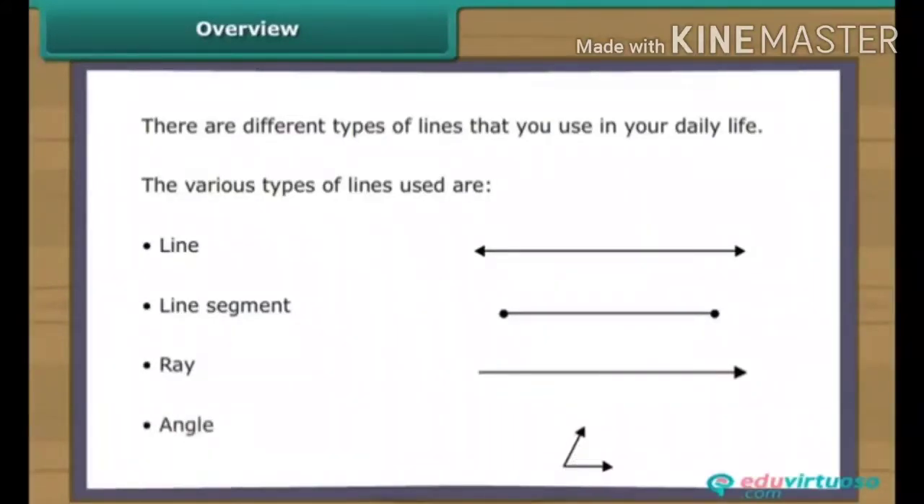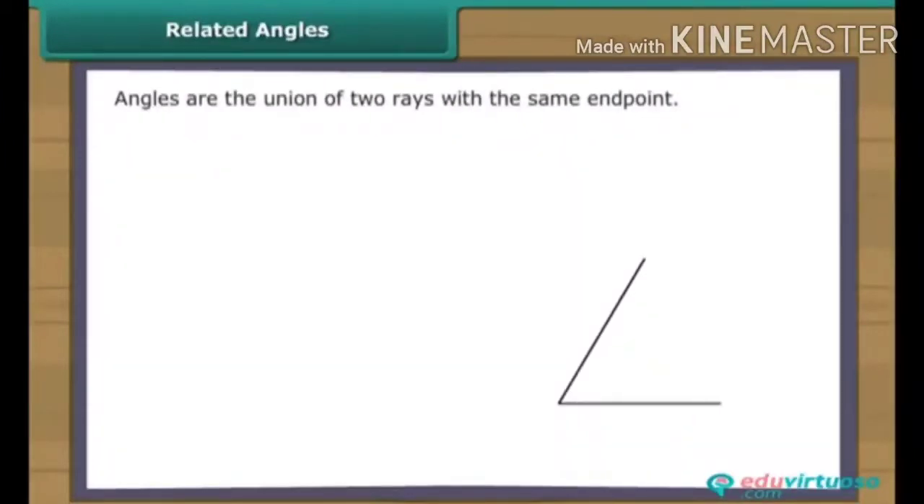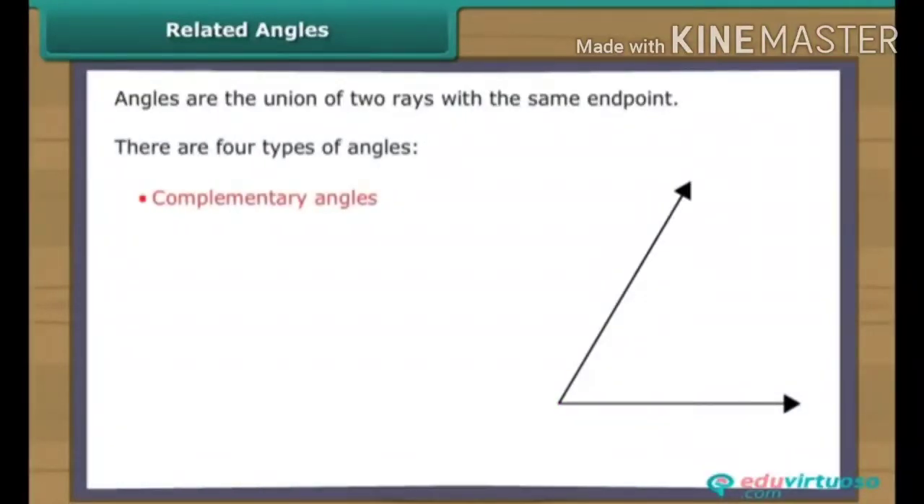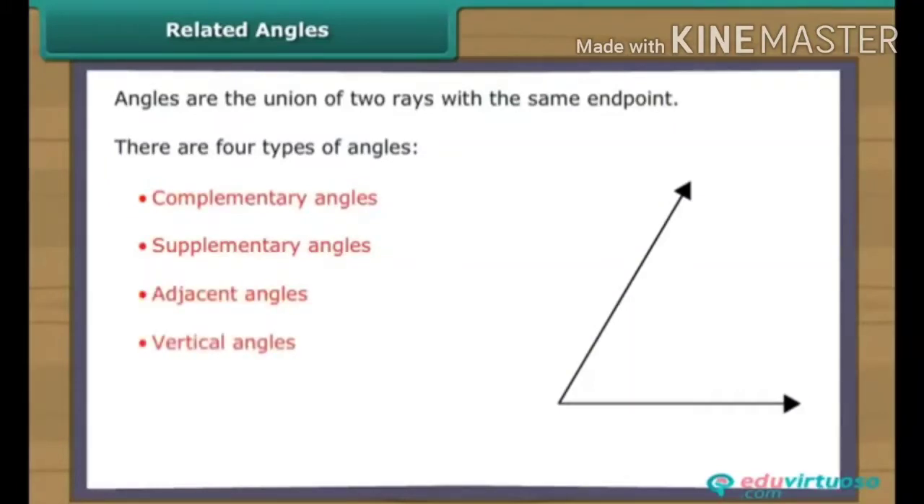Angle: an angle is created with two rays having the same starting point. The starting point is called the vertex and the rays are called sides of the angle. Related angles. An angle is defined as the union of two rays that have the same end point. The sides of the angle are the two rays, while the vertex is the common end point. There are 4 types of related angles. They are complementary angles, supplementary angles, adjacent angles, and vertical angles.